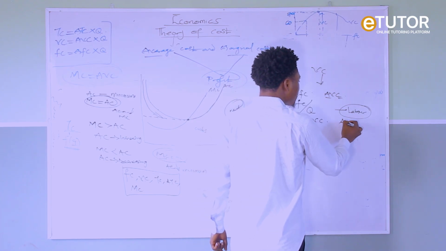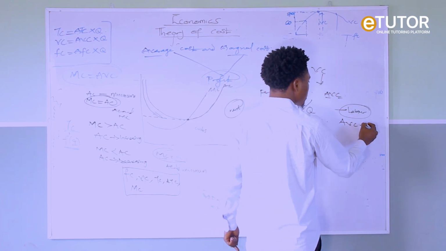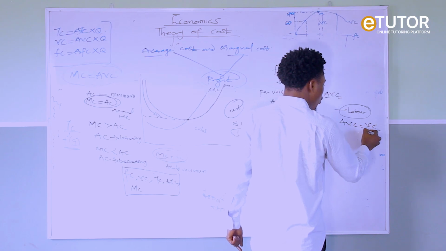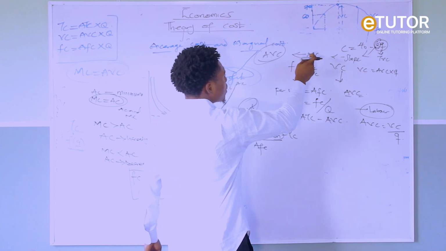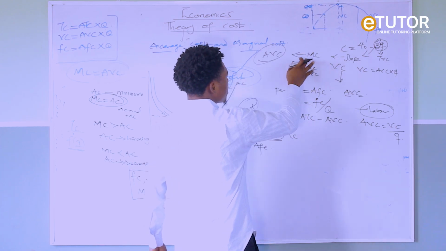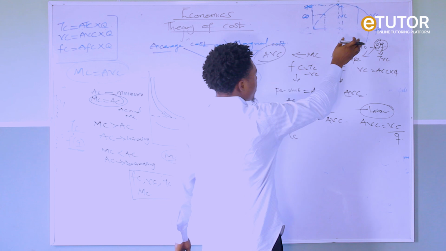So our average variable cost will now give us our variable cost over our quantity. And remember that our slope equals MC. So our MC here is equal to ABC, whenever we have a linear cost function.